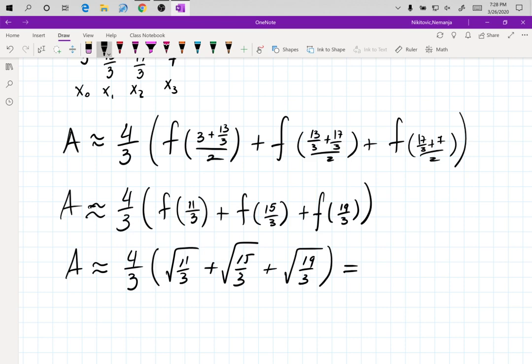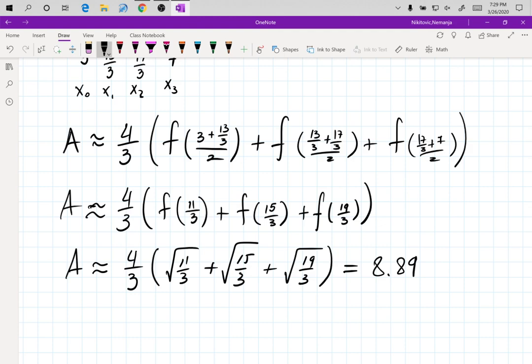Let's see. So 4/3 times, open parenthesis, square root of 11 over 3, close parenthesis, plus square root of 15 over 3, well, that's square root of 5, close parenthesis, plus square root of 19 over 3, and my calculator gives me 8.89.